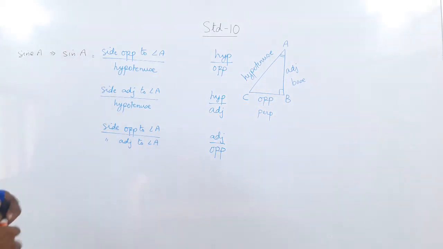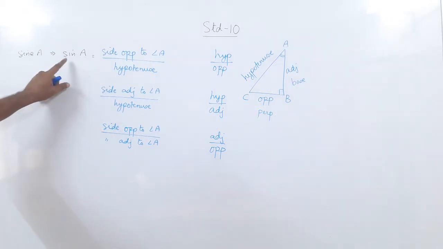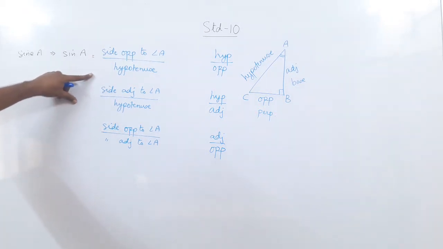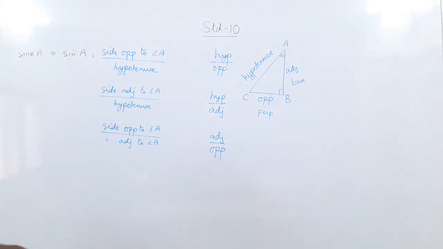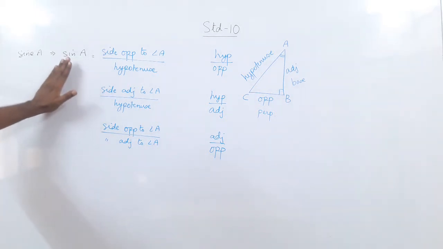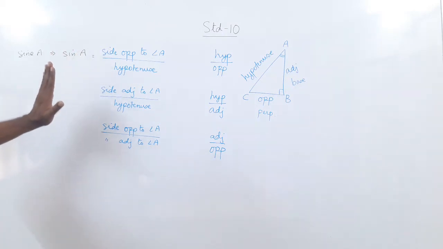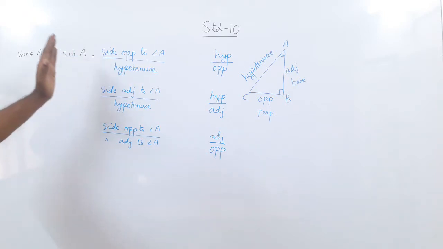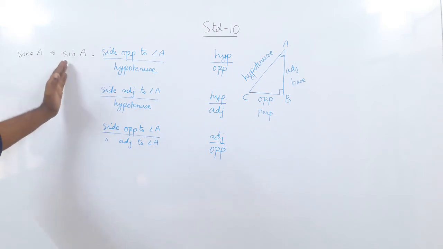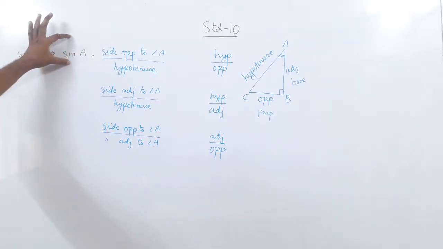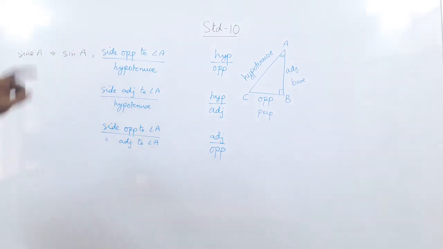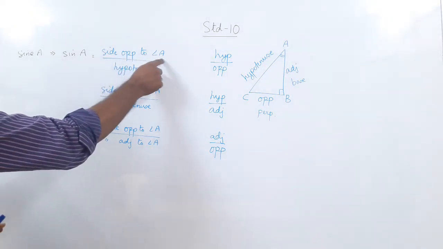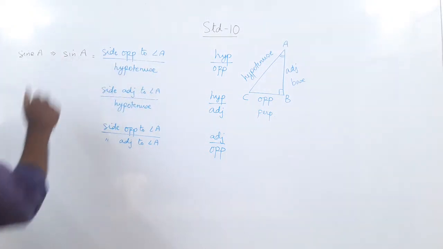Now look here, sine A doesn't mean sine into A. This is not multiplication. It means sine of A. Okay? Remember this nomenclature. Sine A does not mean sine into A. It means the sine of angle A. What does sine mean? Sine means a ratio. So sine A means the sine of angle A, and sine means ratio. Ratio of what? The side opposite to the angle and the hypotenuse. So the ratio of the side opposite to the given angle and the hypotenuse is called sine.